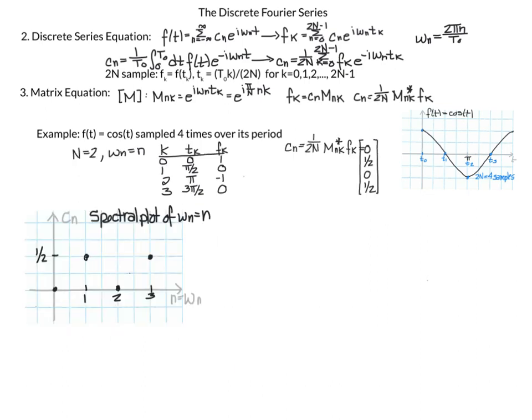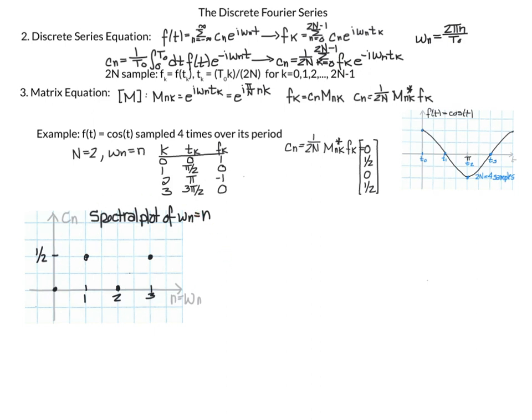Here we're going to look at the spectral plot of Wn, which is equal to n, and we're going to plot our coefficients. So for n equals 0, W0, our coefficient is 0. For n equals 1, our coefficient is 1/2. For n equals 2, our coefficient is 0. And for n equals 3, our coefficient is 1/2.